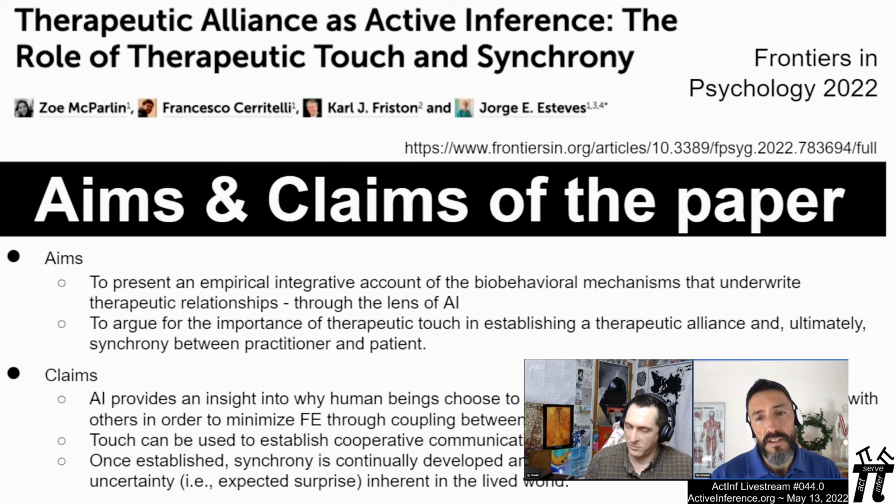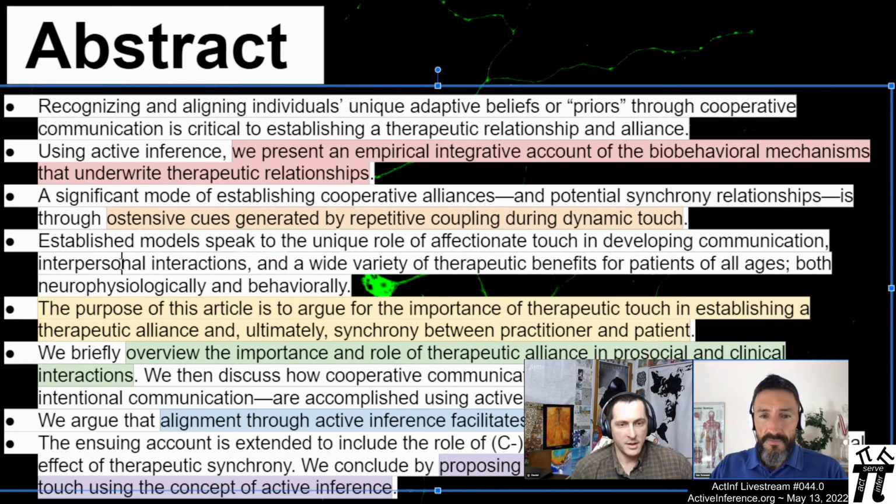Awesome. All right, onto the abstract. Perhaps you could read the first four lines and I'll read the second four lines.